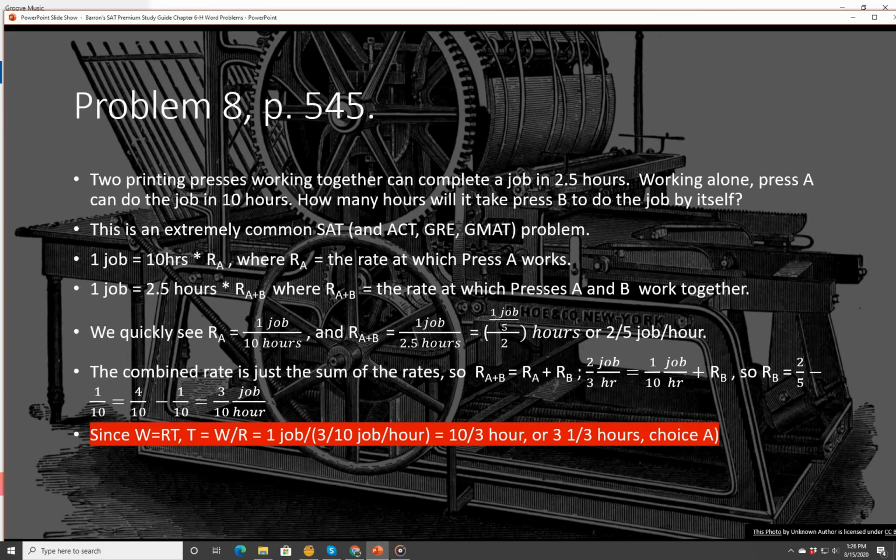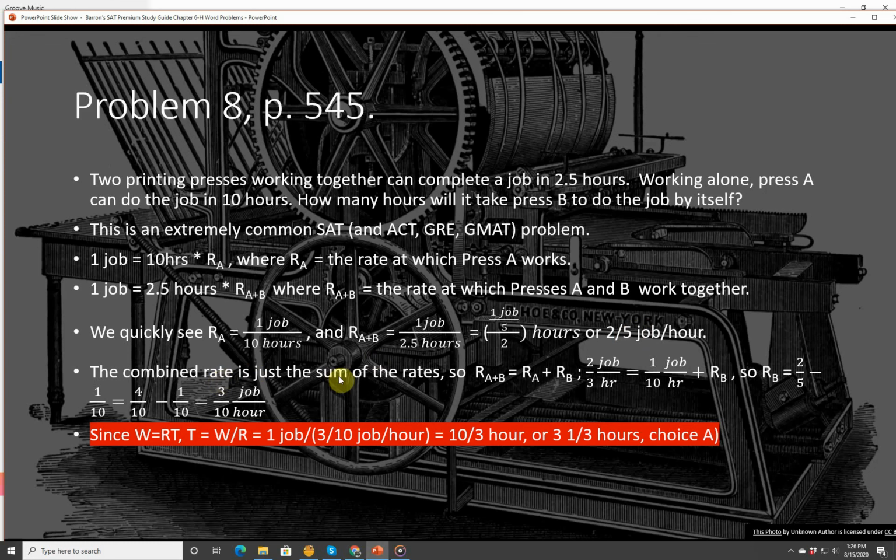So one job equals 10 hours times R sub A, where R sub A is the rate at which press A works. One job equals 2.5 hours times R sub A plus B, where R sub A plus B is the rate at which presses A and B work together. So we can quickly see that R sub A is just one job over 10 hours, so it can do one job in 10 hours. And R sub A plus B is one job in 2.5 hours. So that's going to be one job over 5 halves, which is 2/5 of a job per hour.